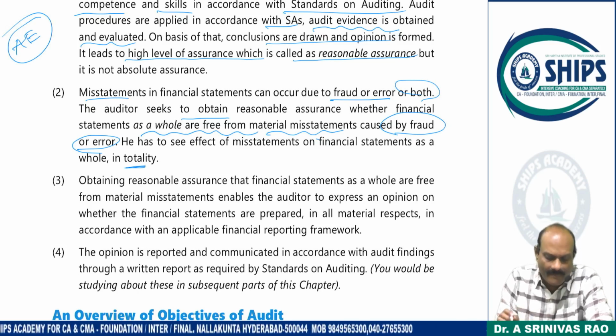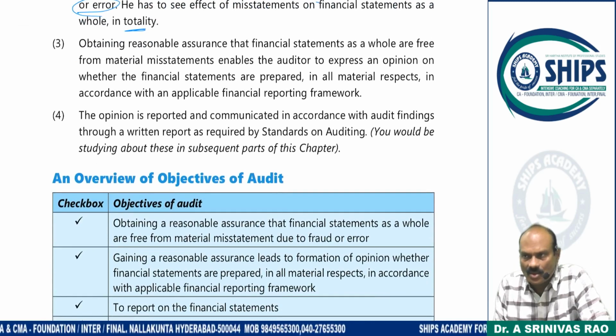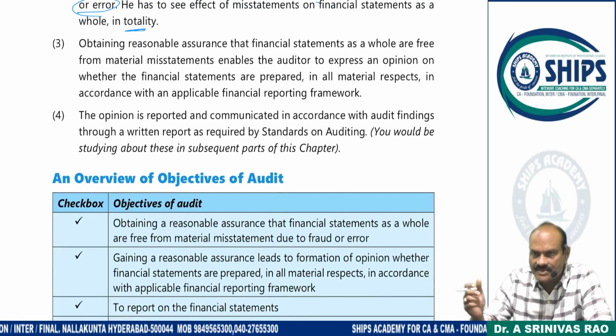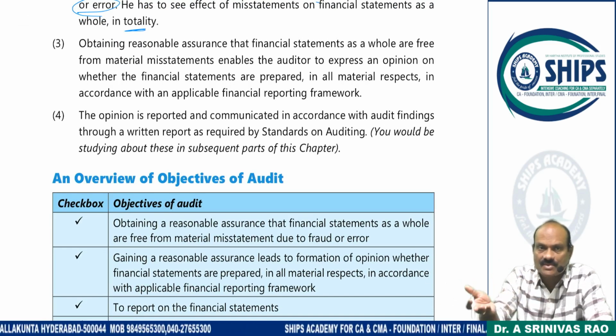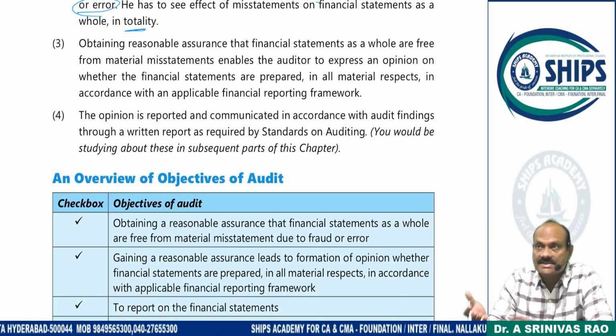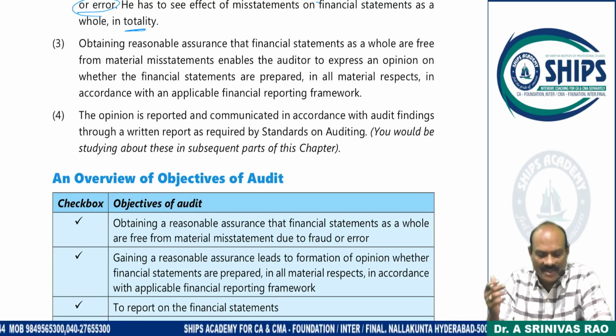He has to see the effect of the material misstatement on the financial statements as a whole, in totality, right? Whether rice is properly cooked or not, I need not see the whole rice. By touching one or two pieces, we would say that it is done. Similarly, by testing a few transactions, I would say whether there is any irregularity in this organization or not, because I am selecting at random.